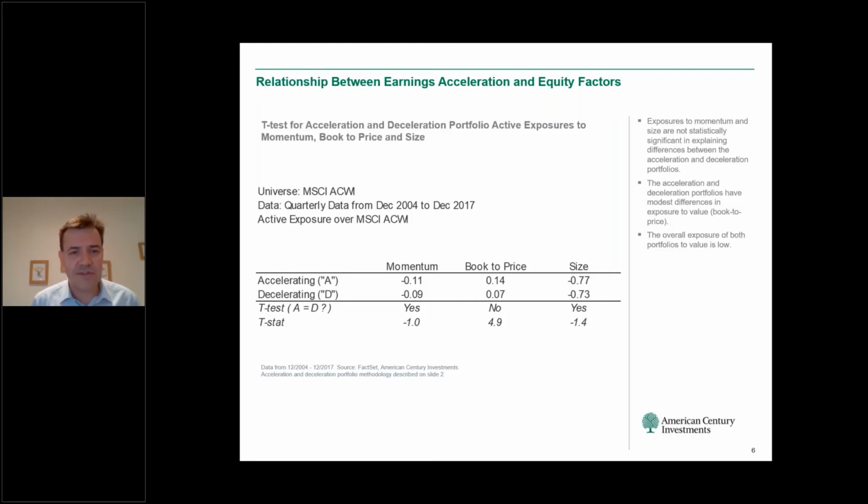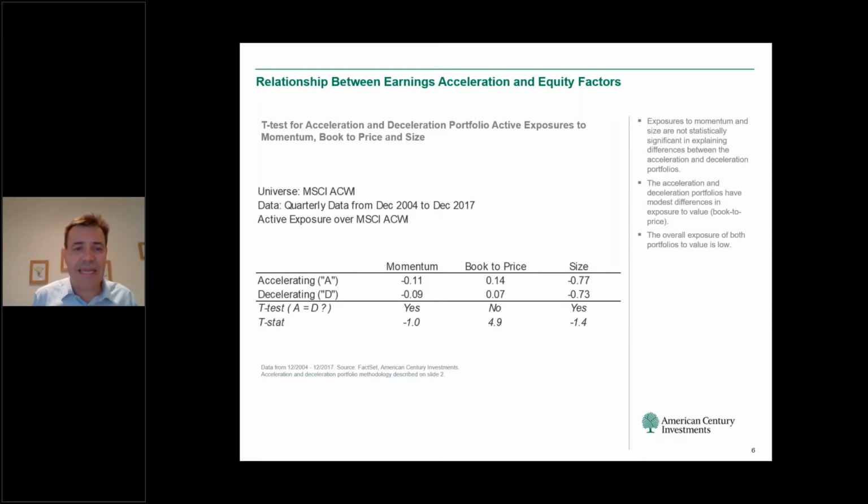So what this data is telling us is that there is no statistically significant difference in exposures to either price momentum or size. So the difference between the two portfolios is not meaningfully explained by either exposure to momentum or by size. We can conclude that it is independent of those factors. The exposure to book to price needs a little bit more explanation. So that, of course, as I mentioned, is a common measure of value. And we do see some slight differences here between the two portfolios.